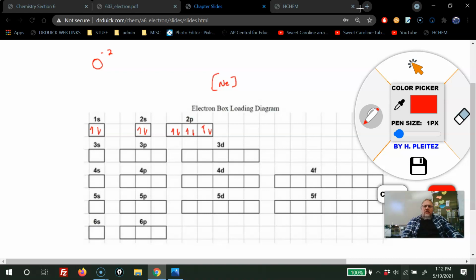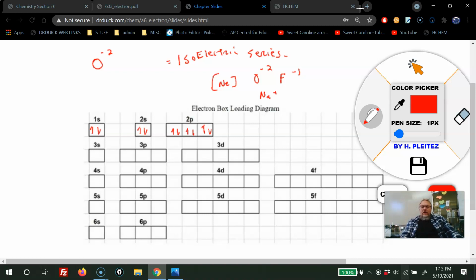Actually, neon, oxygen -2, fluorine -1, and sodium +1 all look the same as far as their electrons, if you think about it. So we call these an isoelectronic series. The electron configuration is the same.